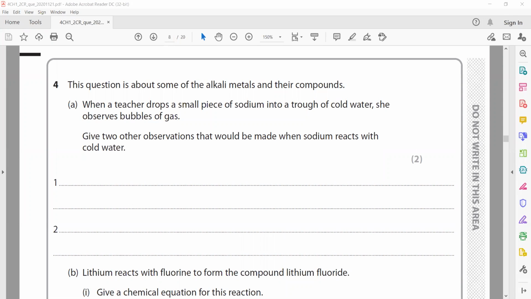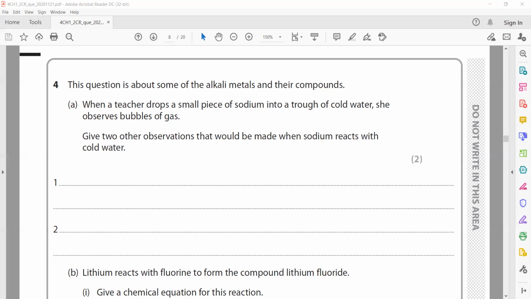This question is about some of the alkali metals and their compounds. When a teacher drops a small piece of sodium into a trough of cold water, she observes bubbles of gas. Give two other observations that would be made when sodium reacts with cold water.